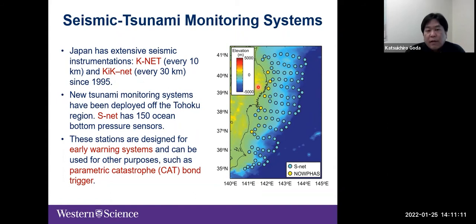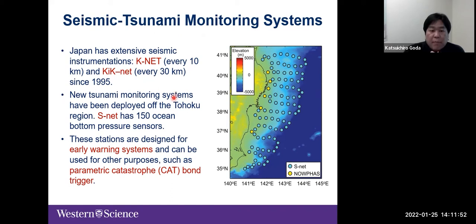And then after this Tohoku earthquake, the Japanese government decided to put in the so-called S-net, which is shown here. That's about 150 stations of offshore ocean bottom sensors. So now finally it's completely deployed. And last week, I think, the Tonga earthquake and volcano happened, and this S-net successfully measured the tsunami and issued an early warning for the Japanese coast. So the S-net was especially developed for an early warning system.